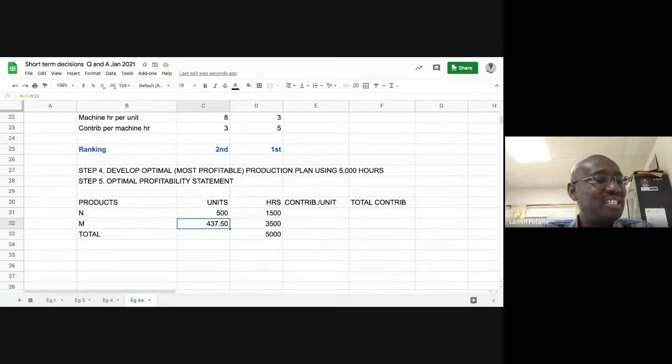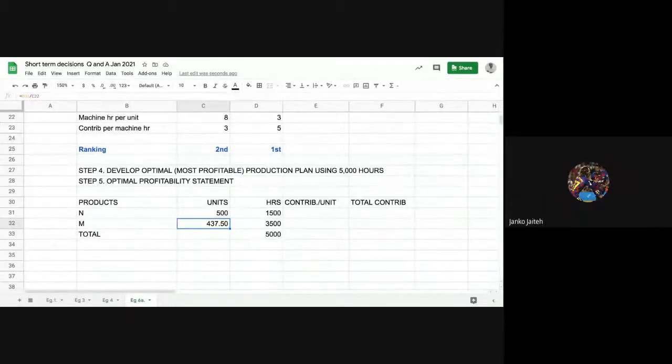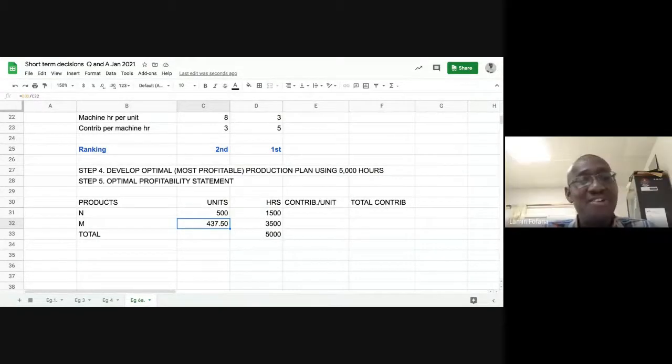The reason is very simple. We are talking about units of a product. Yes, we cannot produce half a product. There you go. And when we produce 437.5, it's not possible. You understand? We can either produce 437 or 438.